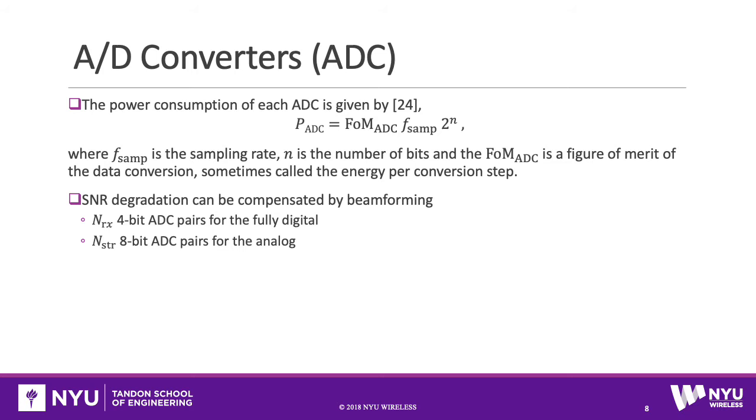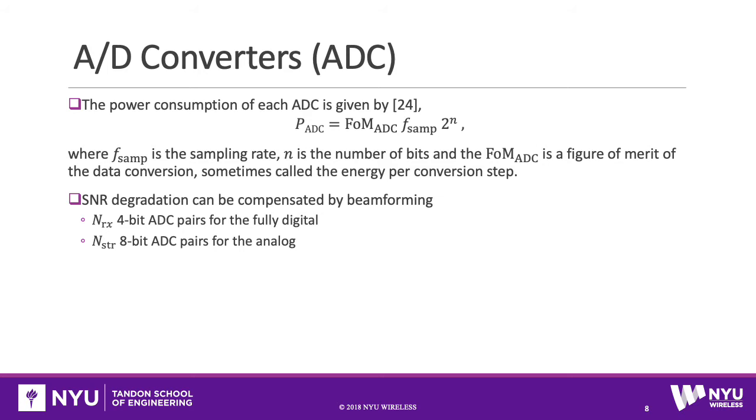Our next component is an analog to digital converter, and the power consumed by the ADC can be given by the following formula, which depends on the sampling rate, the number of bits of resolution, and the energy per conversion step. In the fully digital case, we use NRX 4-bit ADC pairs, while in the analog case we use NSTR 8-bit ADC pairs.